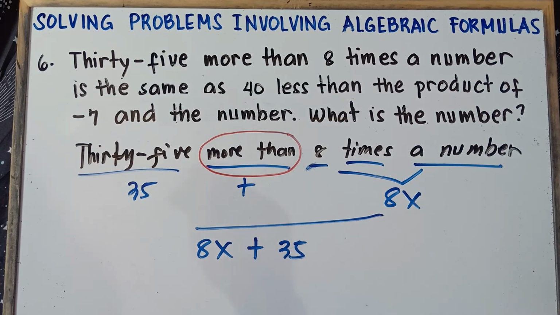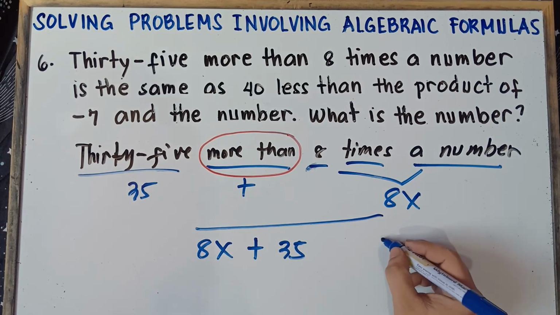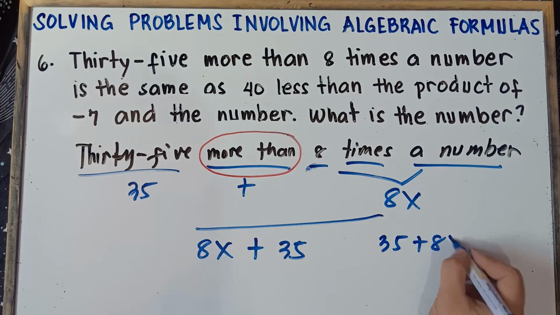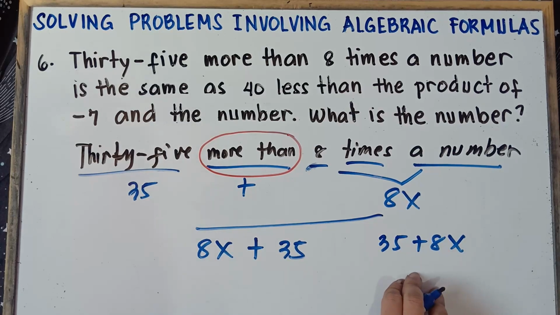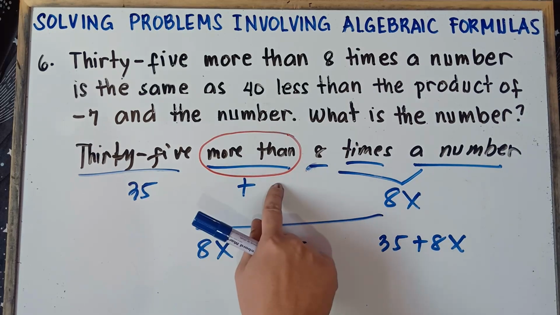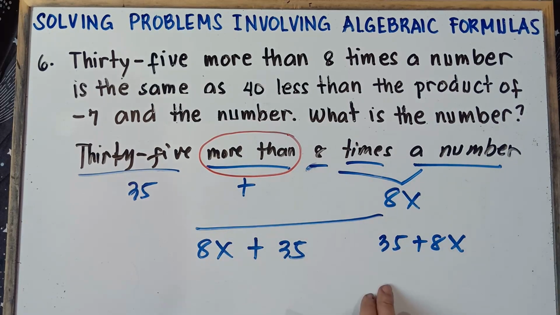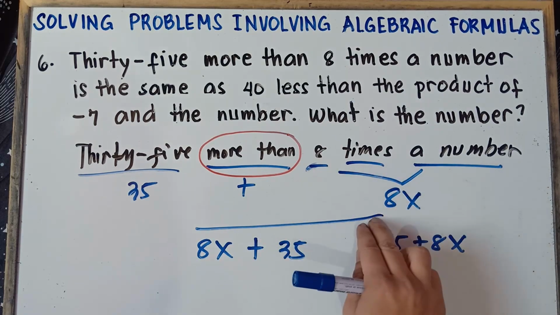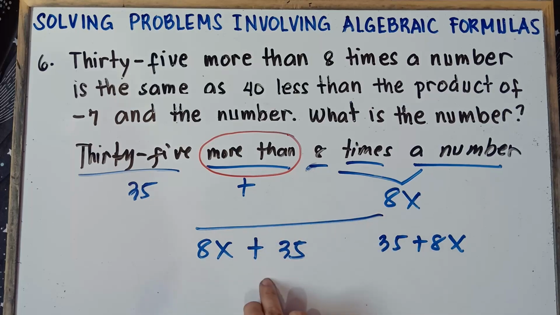Now, you'll be asking, sir, can I just write 35 plus 8x? You will get the same answer, sir. That's correct, because addition is commutative. But for the correct expression, if you have the words more than, you should do it in reverse. 8 times a number comes first, copy the plus sign, and then copy 35.